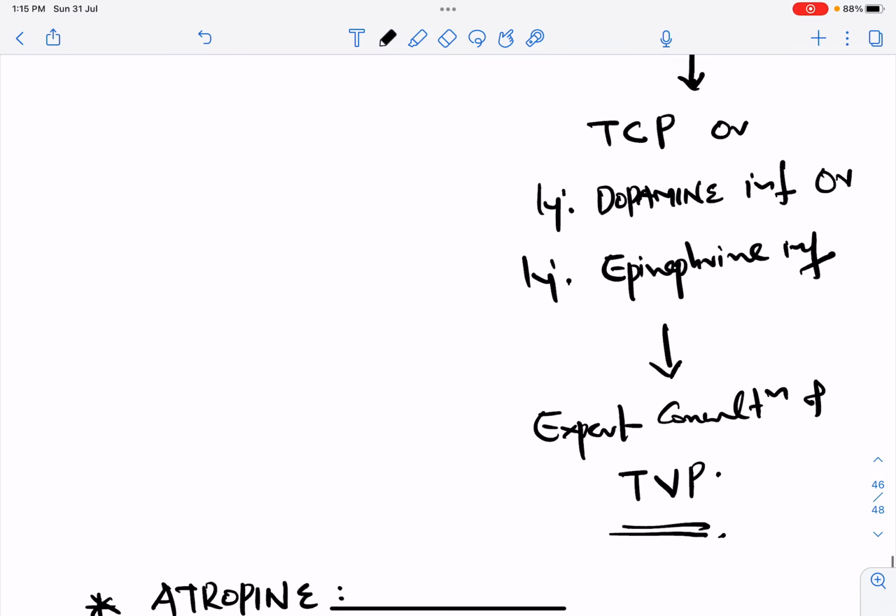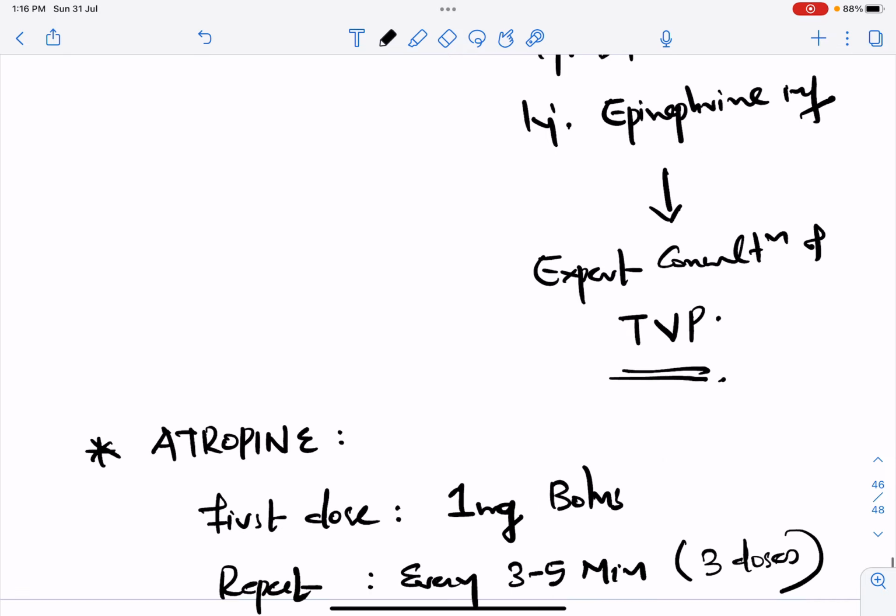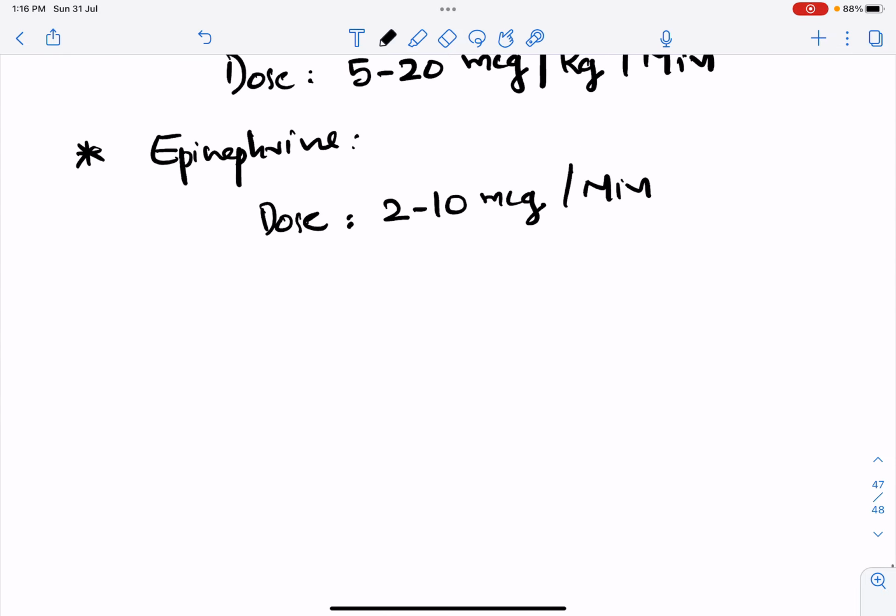Still, if it is persisting, you can get an expert consultation from a cardiologist and take the patient to the cath lab for transvenous pacing. Okay, that's all about bradyarrhythmia. Now, let's discuss tachyarrhythmias.